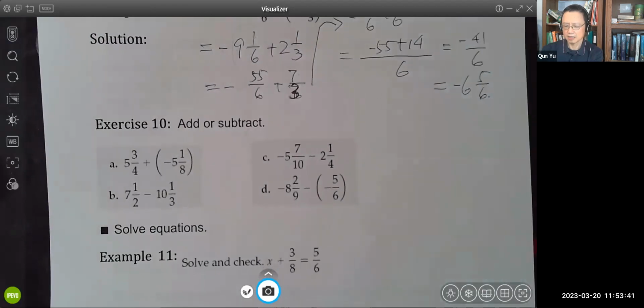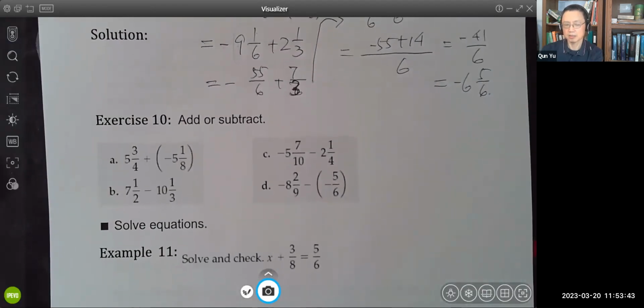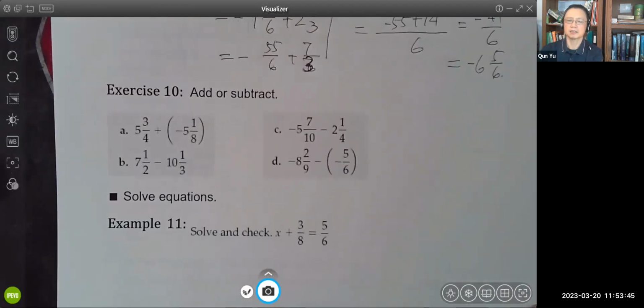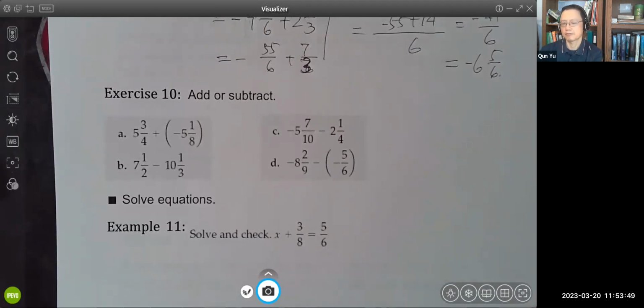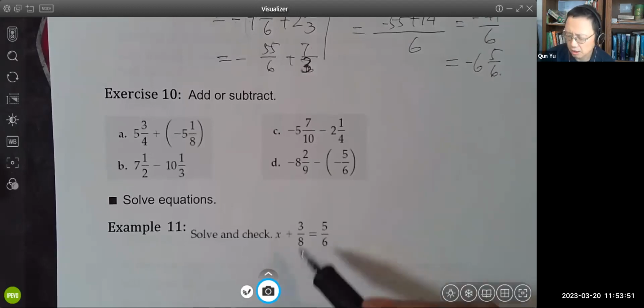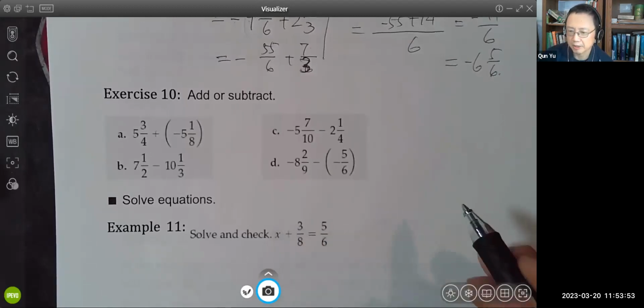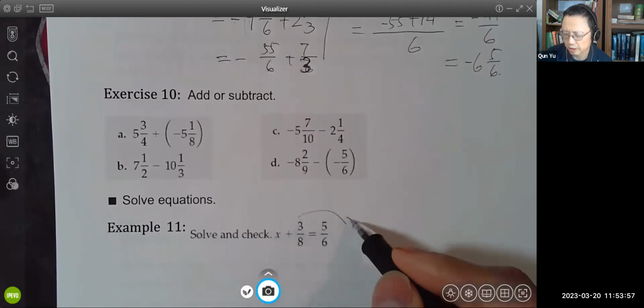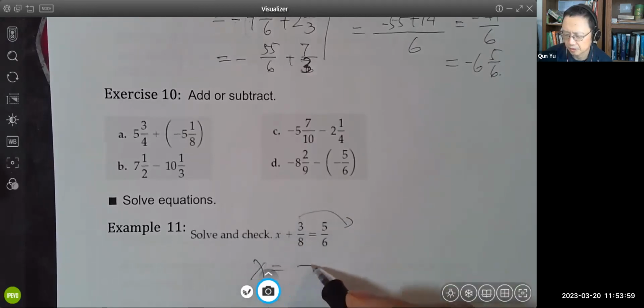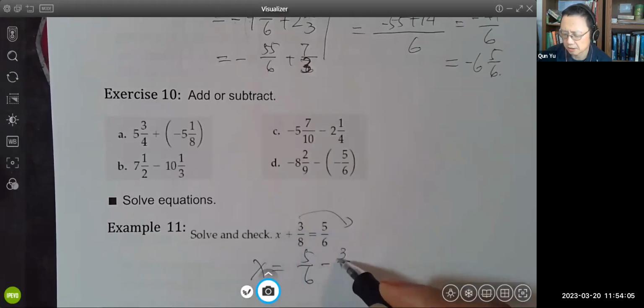Now let's look at equation examples. Basically, it's still addition and subtraction with fractions. To solve for x, we need x on one side by itself. We don't need the 3s on the left-hand side, so we just move it. Whenever you move a term to the other side of the equation, change the sign to the opposite.